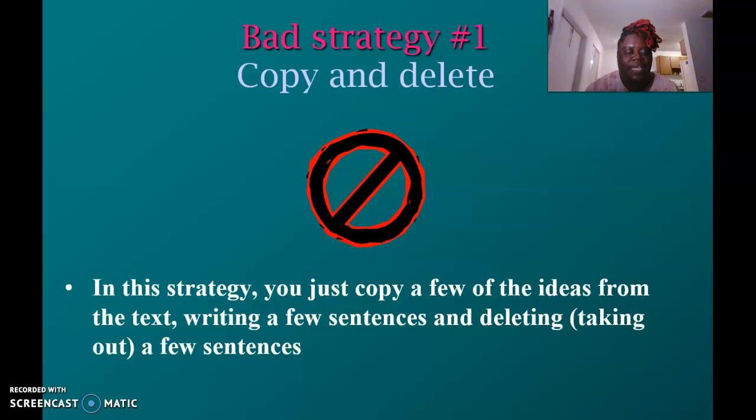So the first strategy that kids like to do is what I like to call the copy and delete. Basically, kids will copy a few of the ideas from the text, write in a few of their own sentences, and then delete out a few of the sentences that are already from the text. So I call it the copy and delete. You put in some of your own, you take out some from the text, and then you present it to the teacher and say, here's my summary. And that's not what we're looking for when it comes to a summary. So that is a big no-no. We don't want that. Okay.